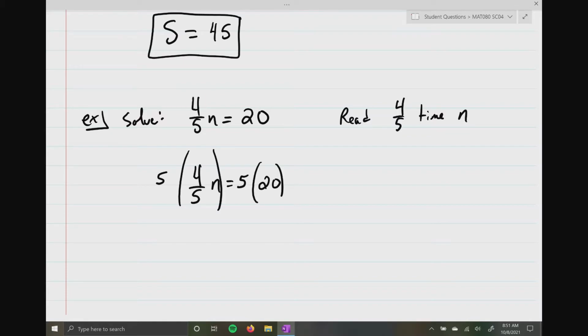The hard part is on the right-hand side of the equation. 5 times 20, you got to know that's 100. Here's the easy part. Kim, why are we multiplying both sides by 5? Because you want to get the n alone.